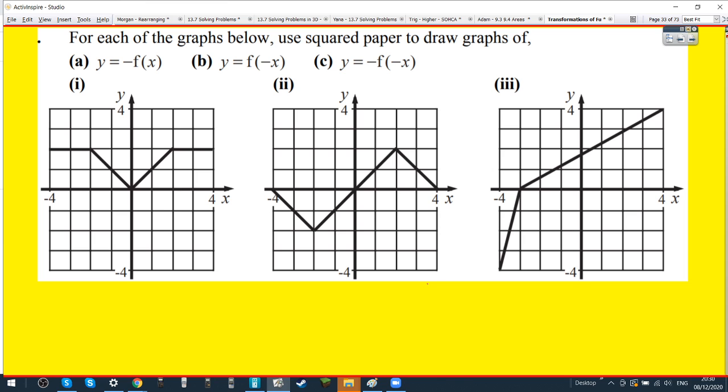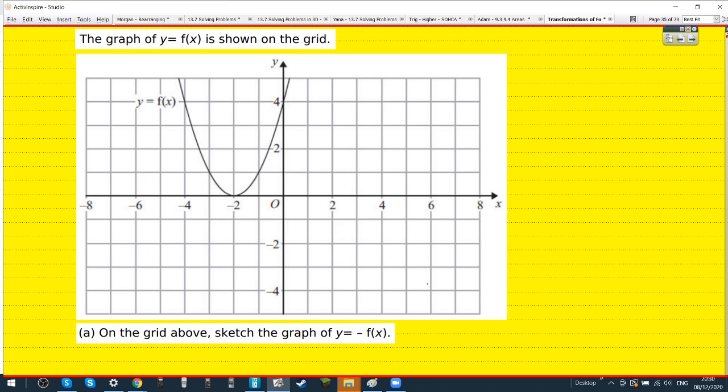So if it's adding or subtracting, it's a translation. If it's a change of sign, it's a reflection. Okay.